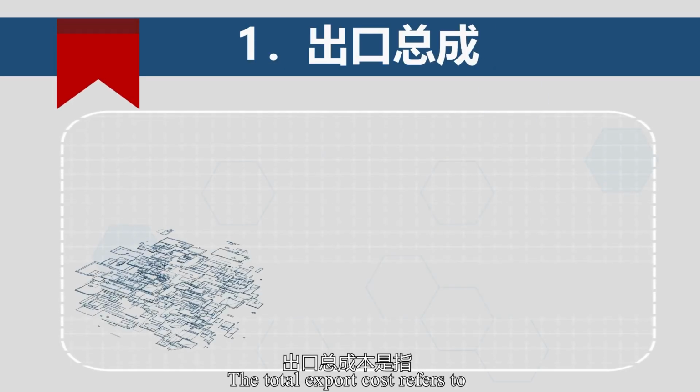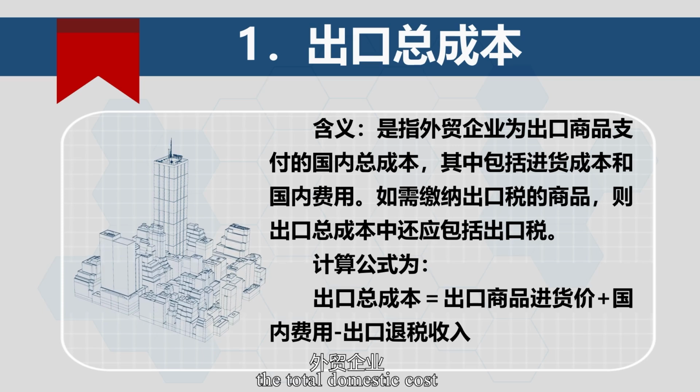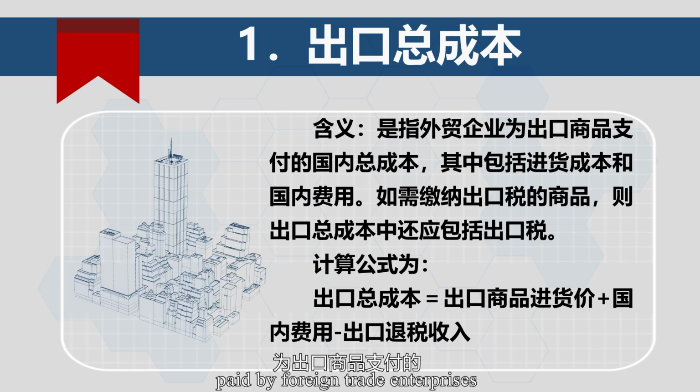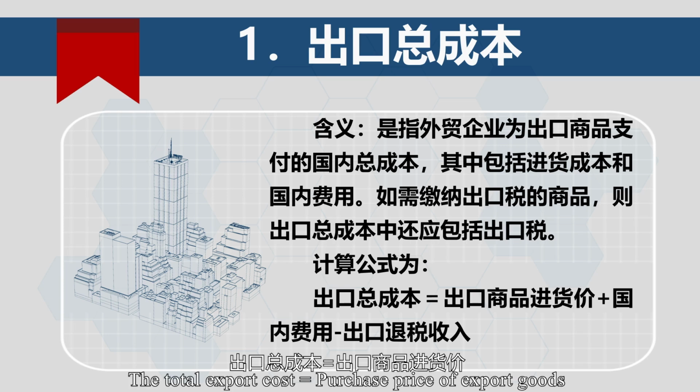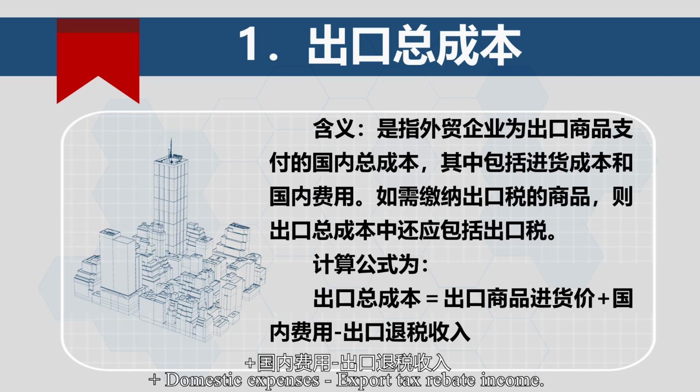The total export cost refers to the total domestic cost paid by foreign trade enterprises for exporting goods, which includes the purchase cost and domestic expenses. For goods that require the payment of export tax, the total export cost should also include the export tax. The calculation formula is as follows. The total export cost equals purchase price of export goods plus domestic expenses minus export tax rebate income.